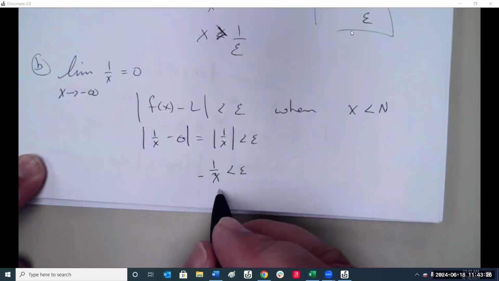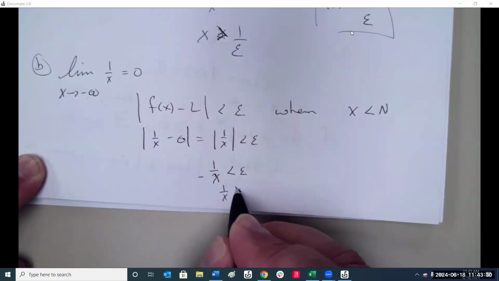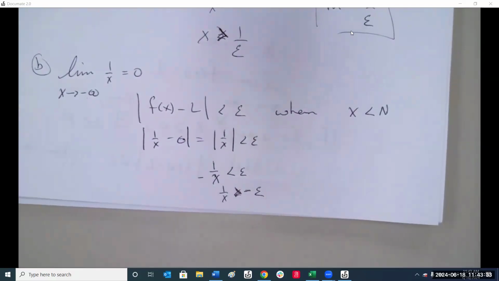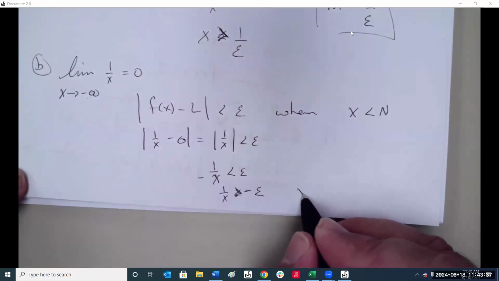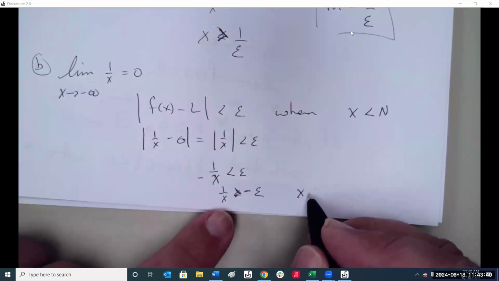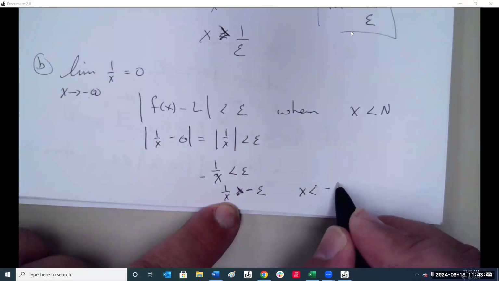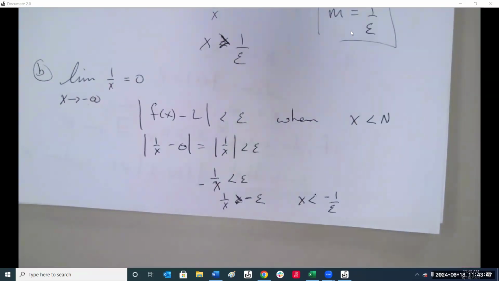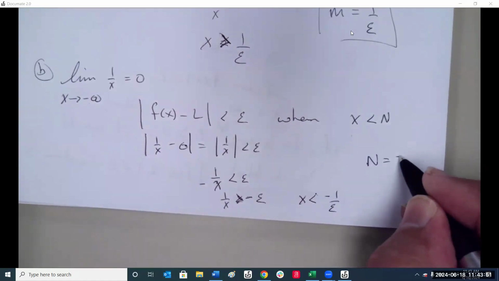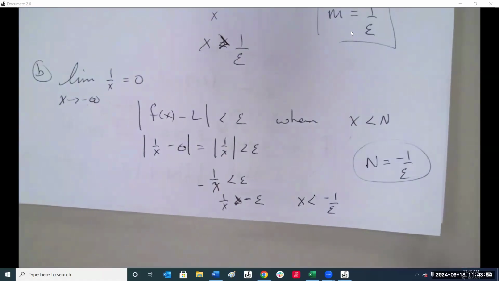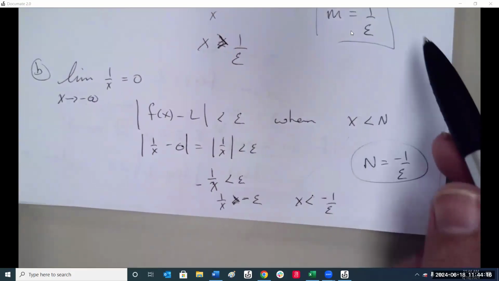So basically what we're saying now is 1 over x is greater than negative infinity, or negative epsilon. And if we flip those, we get x is less than negative 1 over epsilon. Now we have our connection. So n is equal to negative 1 over epsilon. So that's how we found the m and n.